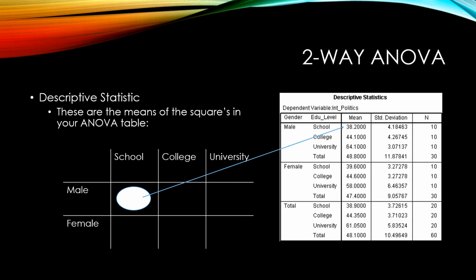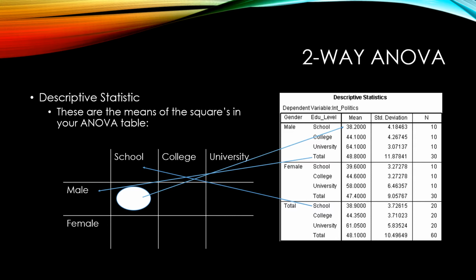It's a pretty useful table. It provides the means and the standard deviations, which you'll include in your results for each combination of the groups of the independent variables. It also gives you the totals. So the totals are going to be your rows and columns in that original ANOVA table. It also gives you the overall total. I don't think that's that useful.